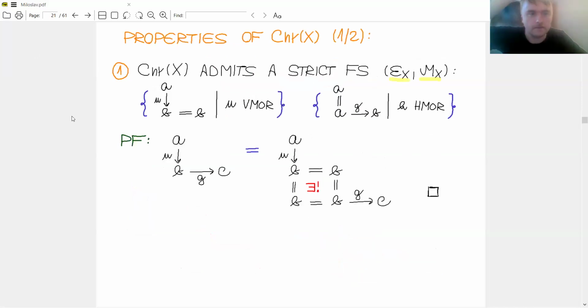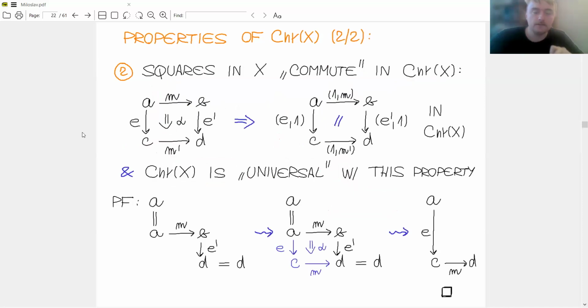There are some properties. For instance, this category admits a strict factorization system, which is again immediate to prove. The first class is what I call the vertical corners, and the second the horizontal corners. Every morphism can be factored as a vertical one followed by a horizontal one, and this factorization is unique. Another interesting property of this construction is that squares in the double category turn into commutative squares in this category of corners.